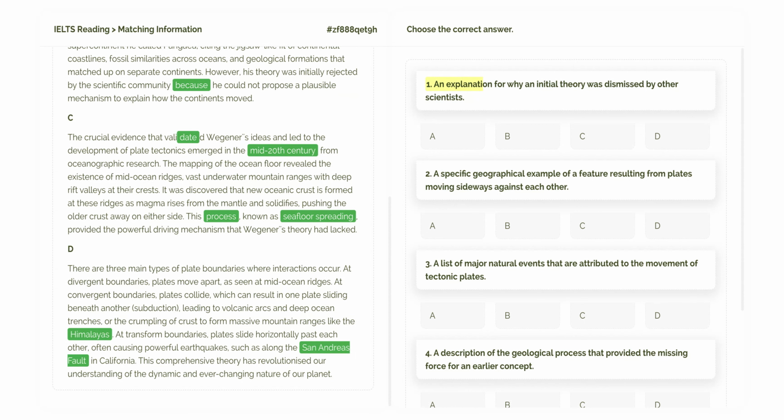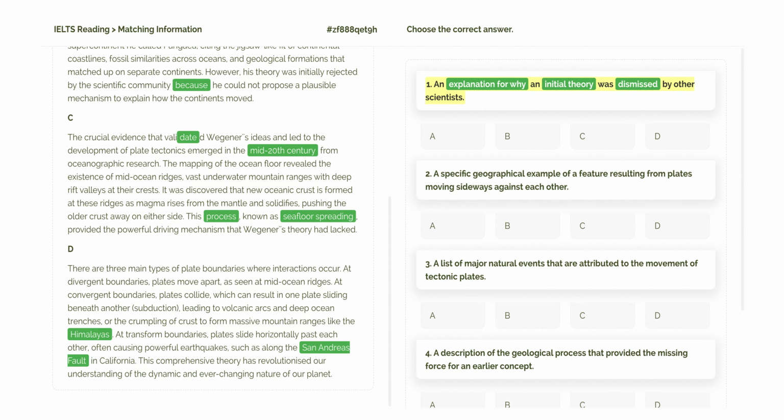An explanation for why an initial theory was dismissed by other scientists. Okay, let's look at the first statement. In matching information, we need to find which paragraph contains this exact information. The keywords are explanation for why, initial theory, and dismissed, which means rejected. We are looking for a reason. Which paragraph talked about an early theory being rejected?